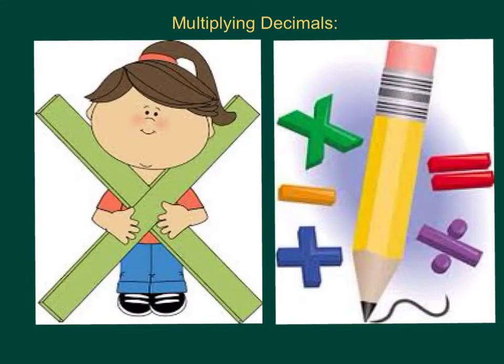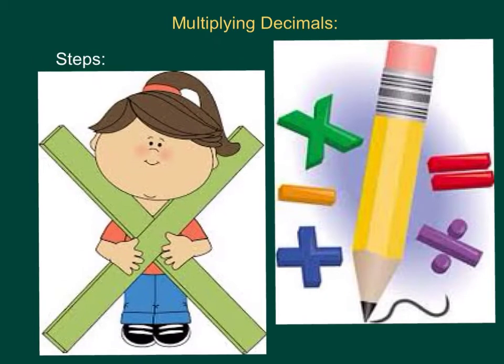Now remember, a rational number is any number that can be written as the ratio of two integers, or essentially any number that can be written as a fraction. Many decimals can be written as a fraction, so let's go through and find the steps for multiplying decimals.